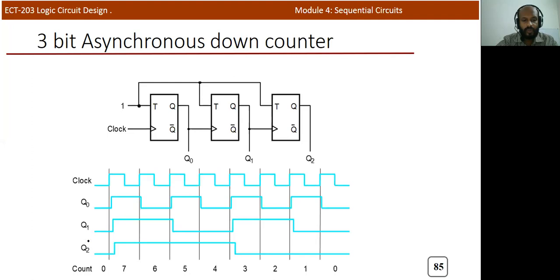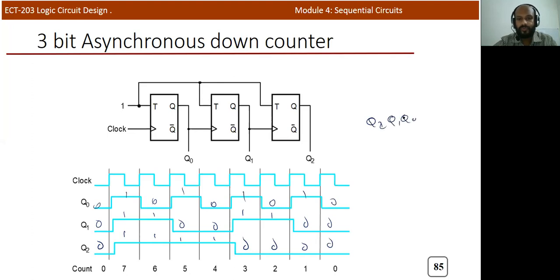So now we can observe the output Q2, Q1, Q0. Initially it is 0, 0, 0. Now it is 1, 1, 1. Then 1, 1, 0. 1, 0, 1. 1, 0, 0. 0, 1, 1. 0, 1, 0. 0, 0, 1. 0, 0, 0.